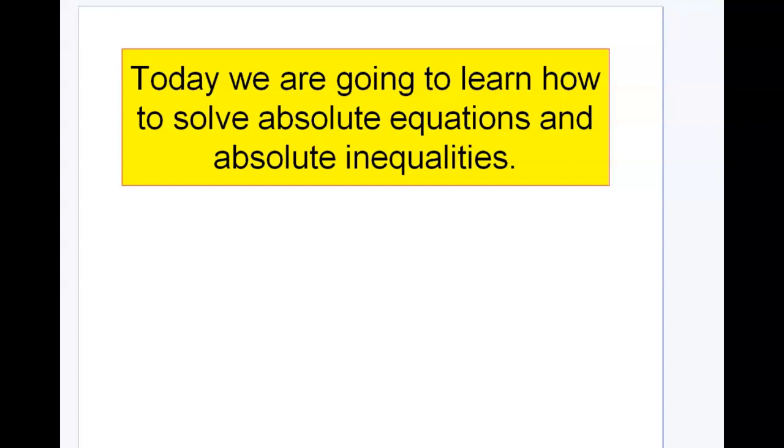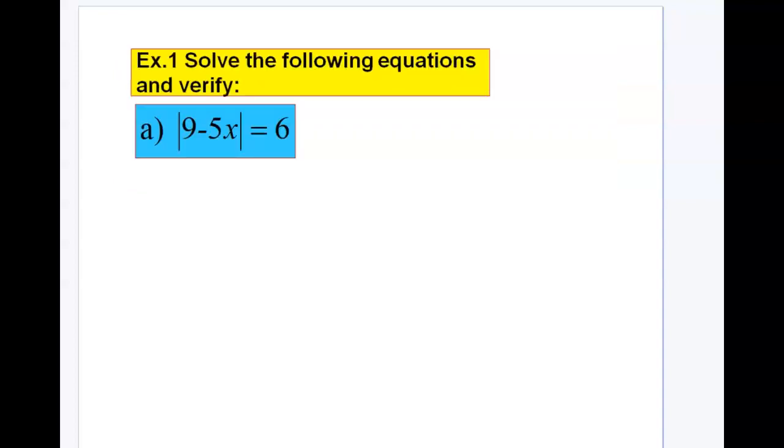In the first part of section 1.5, we learned how to rewrite expressions with absolute values without the absolute value sign. So we removed the absolute value sign. In today's lesson, we are going to continue studying absolute value, but we're going to learn how to solve absolute value equations and absolute value inequalities.